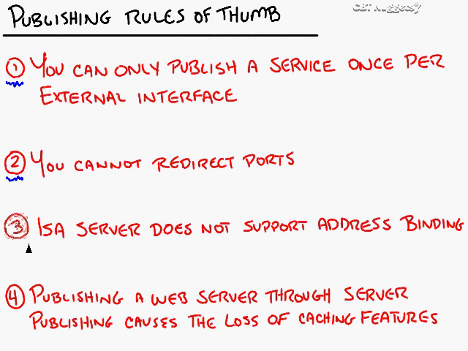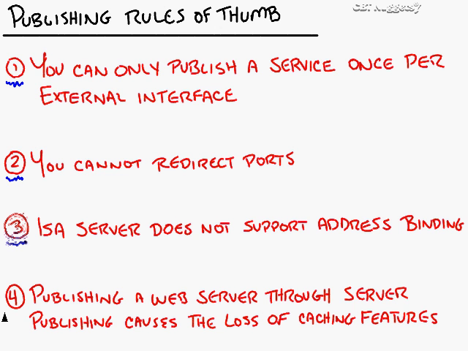Third piece is that ISA Server does not support true address binding. Here's what I mean. You can make a service available through the ISA Server. I can say, I want port 25 incoming on the external interface to go to port 25 on the internal network. However, it does not support true address binding, saying all requests on that external address go to this internal server. It doesn't support mapping, literally, an external IP address to an internal IP address. It only supports mapping specific port numbers.